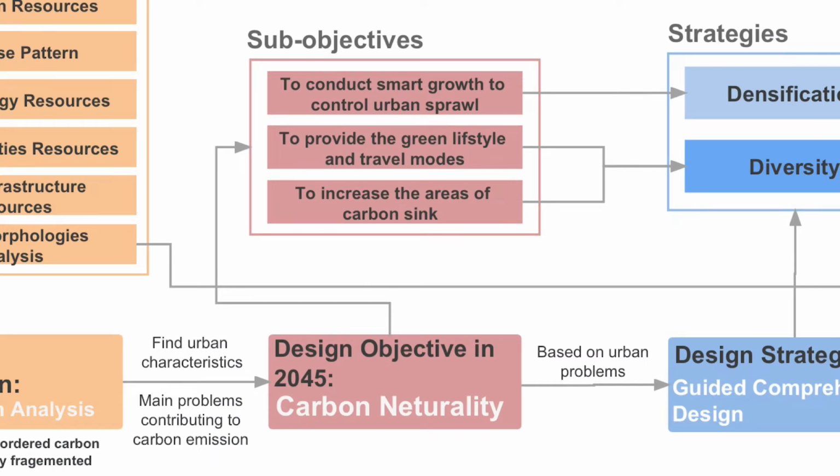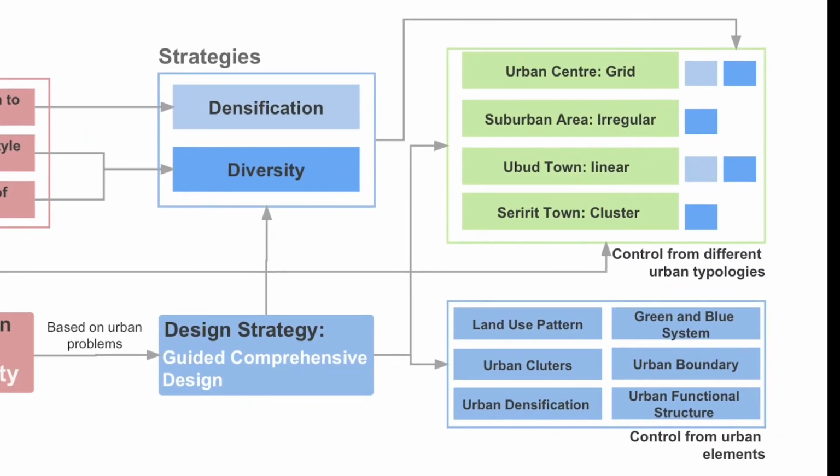Following that, we propose 3 sub-objectives. And then we propose our detailed strategy, which is the densification and diversity. Our strategies are introduced from 2 parts. We will put forward the overall strategy for the whole Bali Island and divide it into 4 parts according to the different urban forms to discuss the specific strategy.